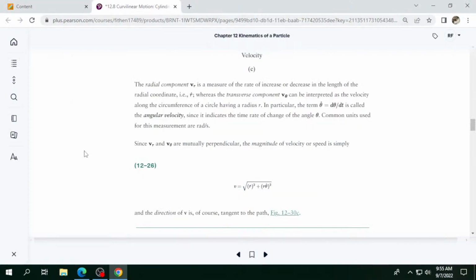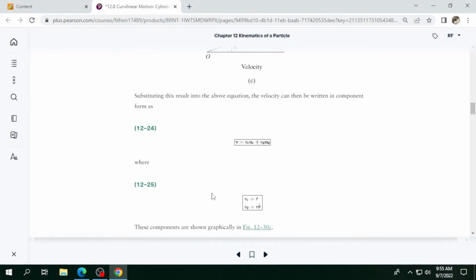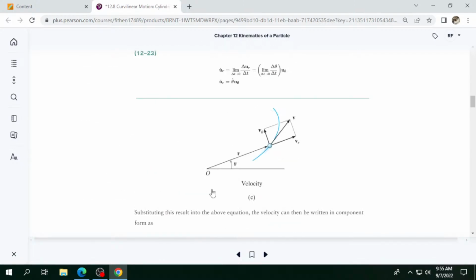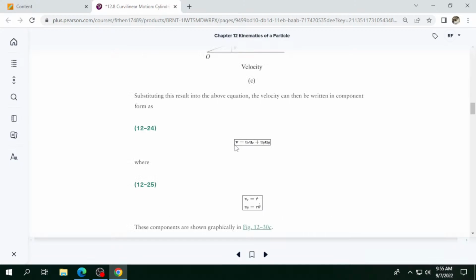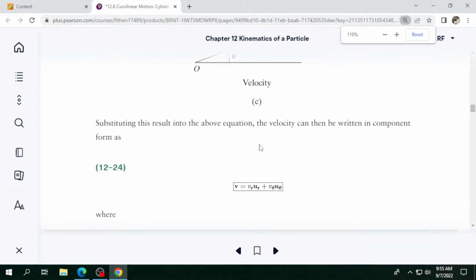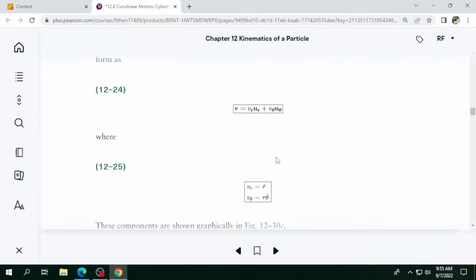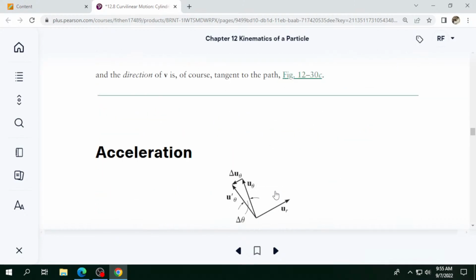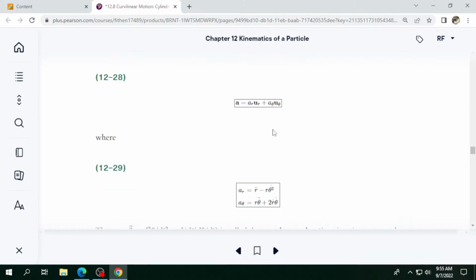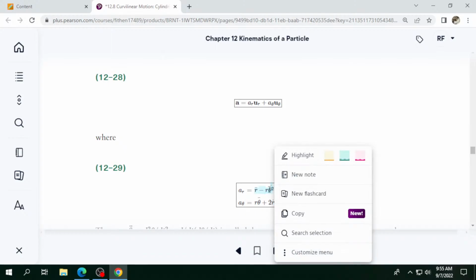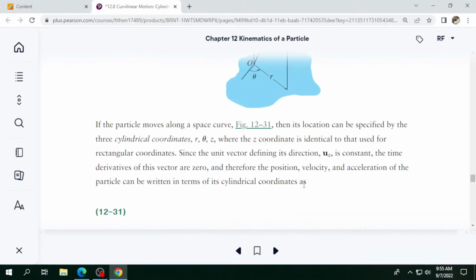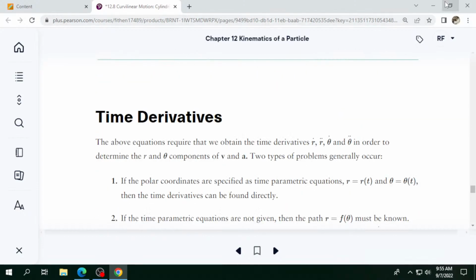That way, if you want to go back and look at it, even though there it all is, if I zoom in, what happens? Okay. So there's the velocity. There's the acceleration, which is written with r double dot minus r theta dot squared. Okay. I'm done.